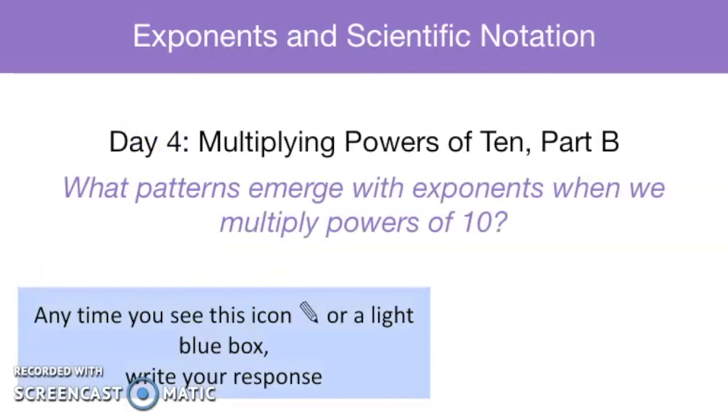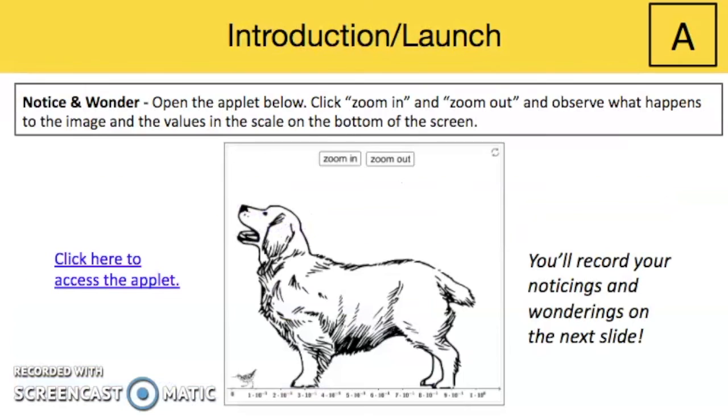For 8th graders, they're working on exponents and scientific notation. Day 4, Multiplying Powers of 10, Part B. What patterns emerge with exponents when we multiply powers of 10? For the introduction, students are going to write down their noticings and wonders. It is highly suggested that the teacher during a synchronous period is the one demonstrating the applet.